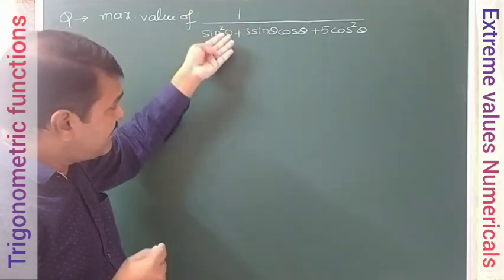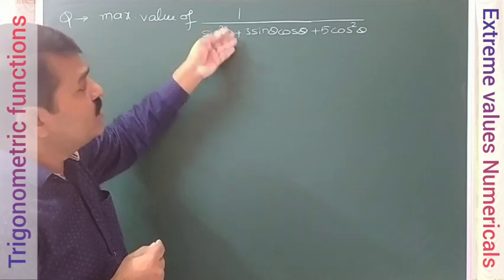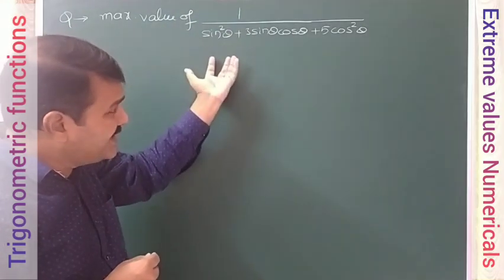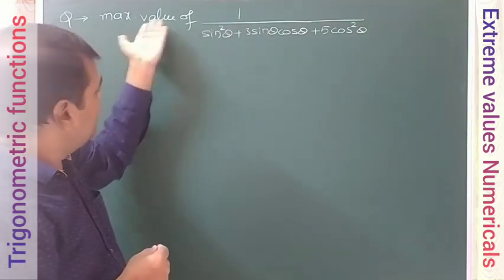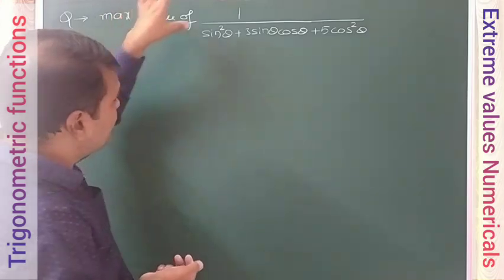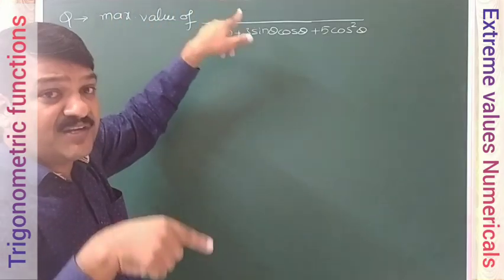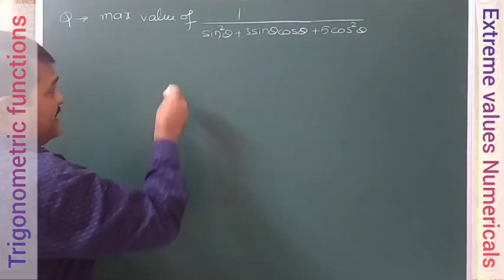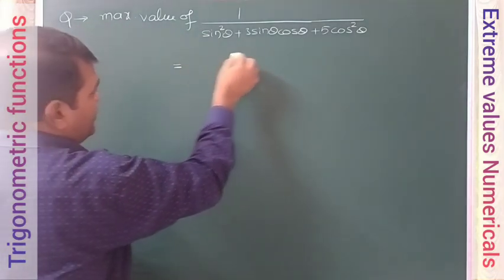Because lesser the value in the denominator, more will be the function value. If the denominator value increases, the function value definitely here will be decreasing. Therefore, maximum value of this function is obtained when denominator is minimum. So let us try to simplify this.